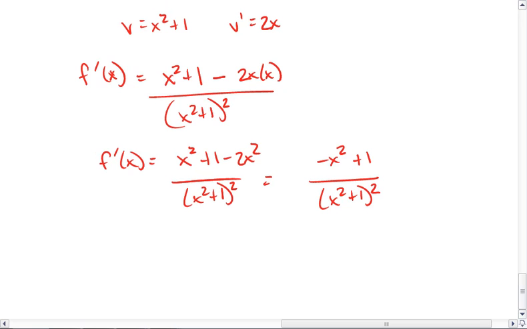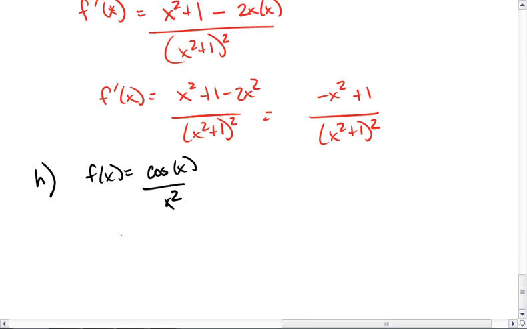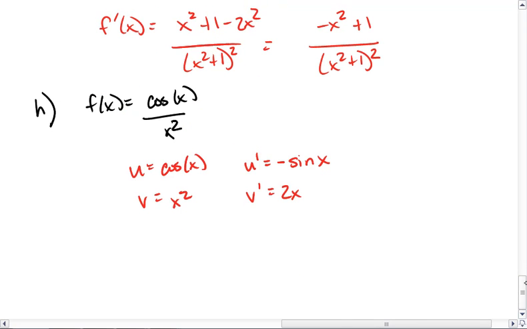Now I can look at problem H, where I have f of x equals cosine x over x squared. Again, I'm using quotient rule. Separate out my numerator and my denominator. Take the derivative of both. And use the quotient rule.